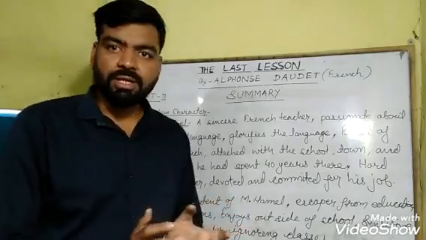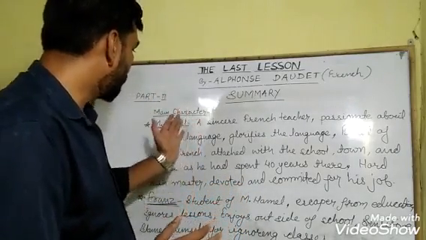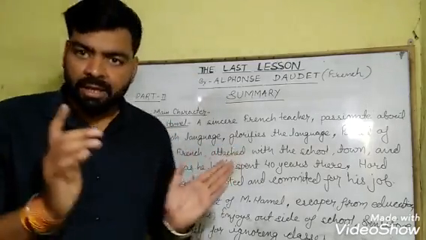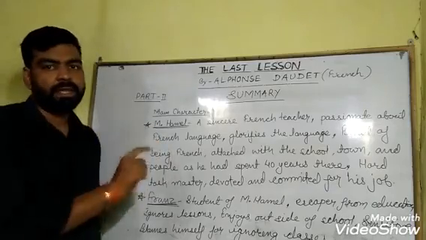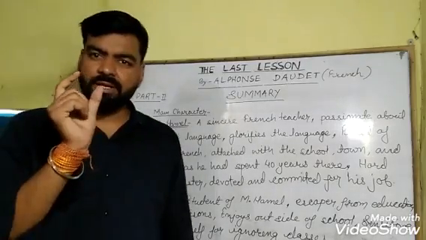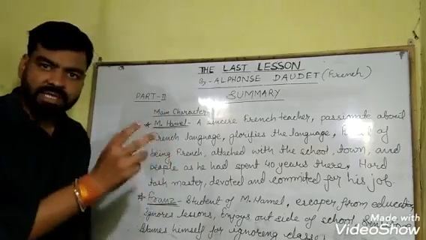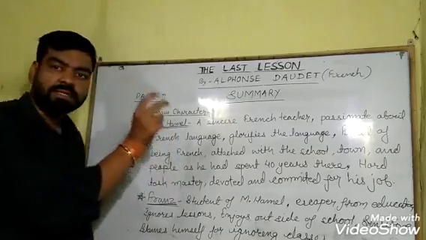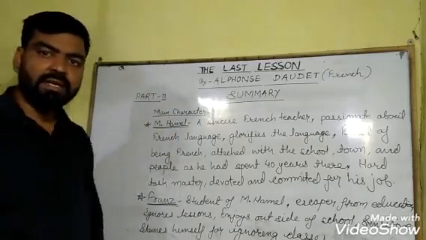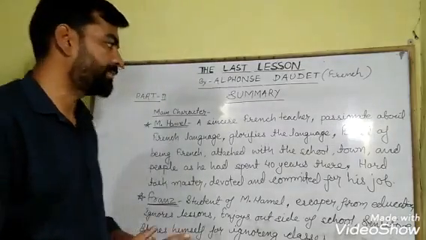Here in this story there is a central character. The name of the character is M. Hamel. In French style, Mr. is written in the short form M. Here M stands for Mr. So the central character, the protagonist of the story, is M. Hamel, meaning Mr. Hamel. Mr. Hamel is a sincere French teacher in the school of Alsace and Lorraine.